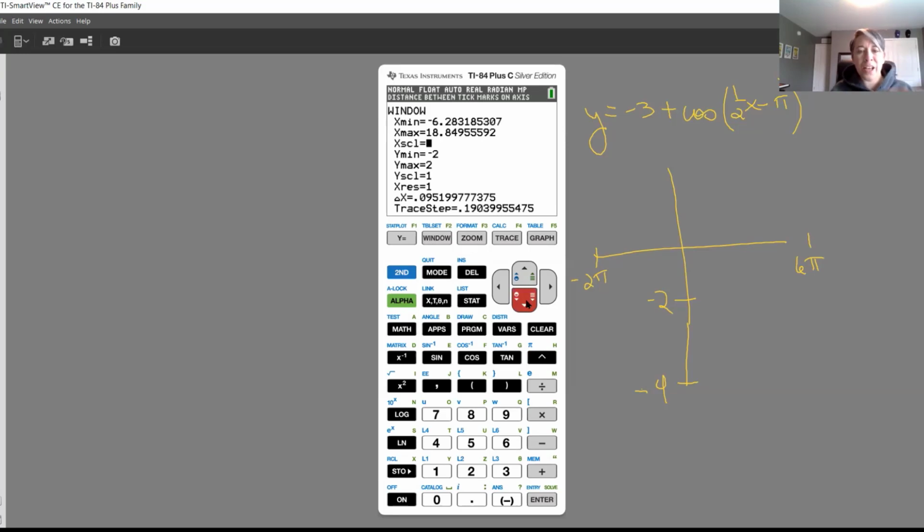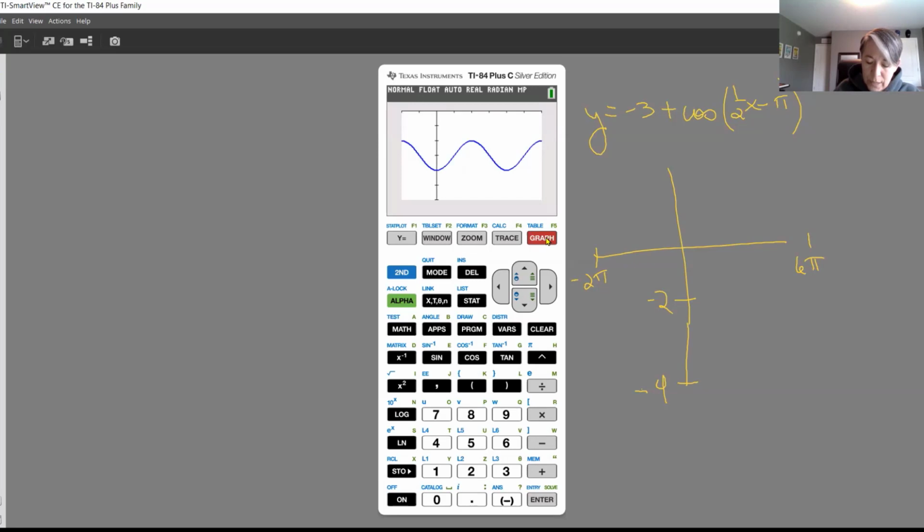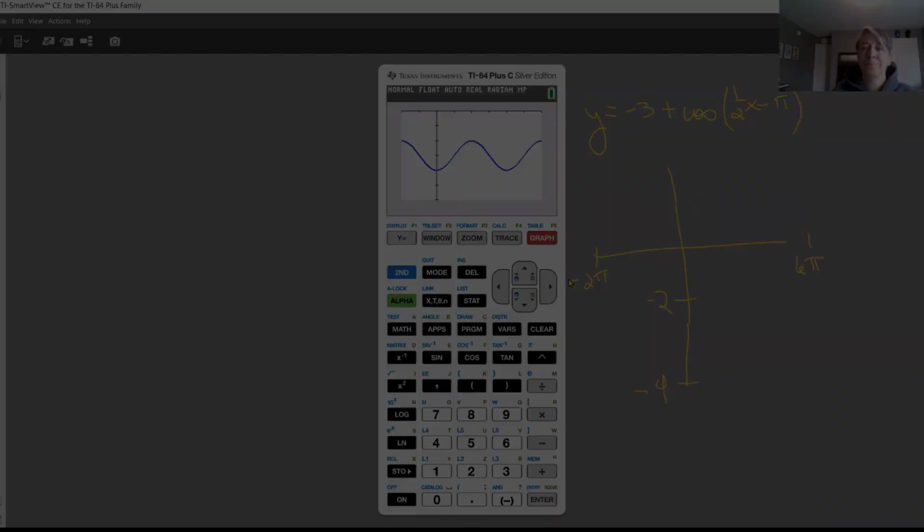And our hash marks were in terms of 1 pi. So we're going to put in a pi there. Our y values went from -2 to -4, so maybe go down a couple, -6 to 0. And when we graph it, we get the same graph that we did before. So we can check it against our graph that we have on our worksheet.